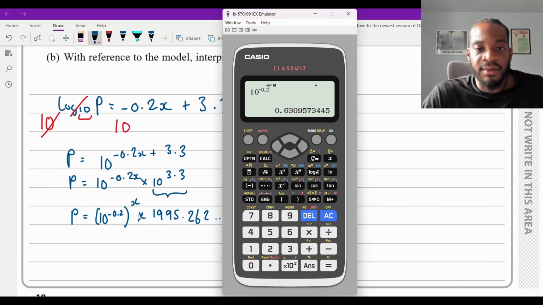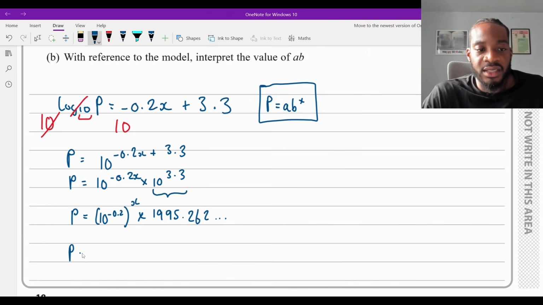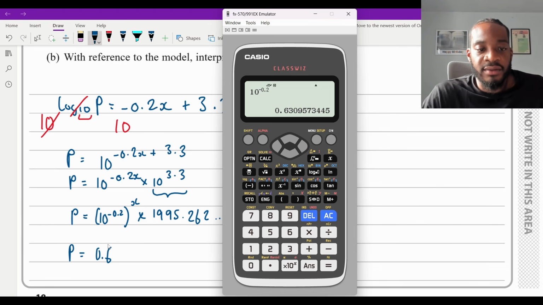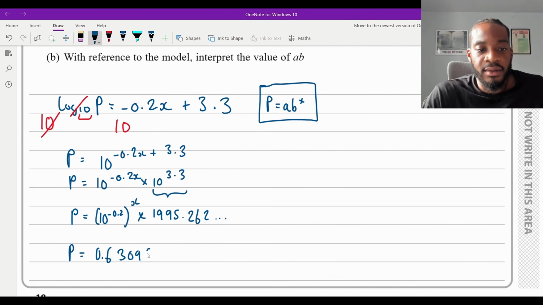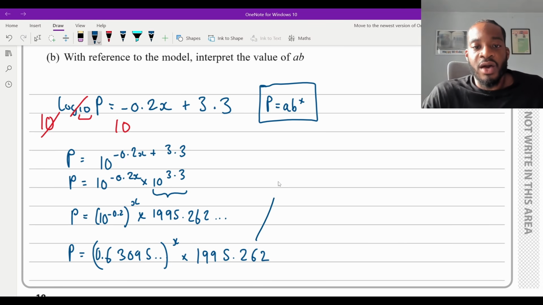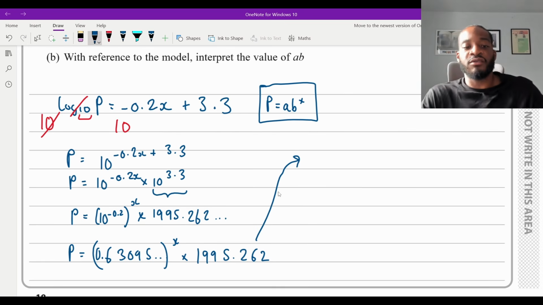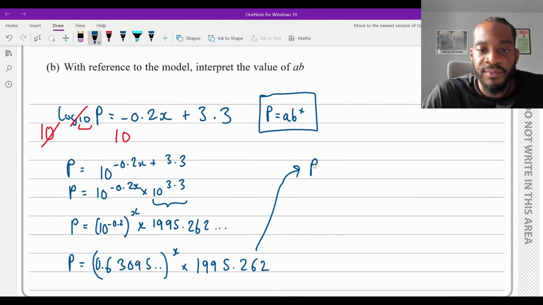And then P is going to equal 0.6309 to the power of x times 1995.262. So now this is easy. We just need to write it to four significant figures now. So it's going to be P, and then the first term is going to be that number there. To four significant figures, that's just 1995.